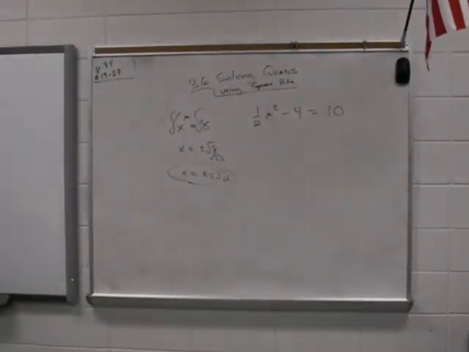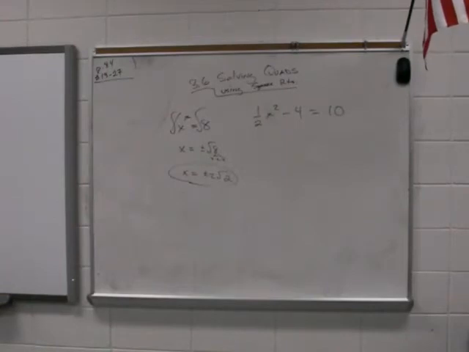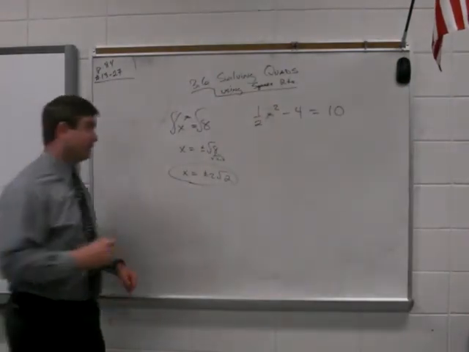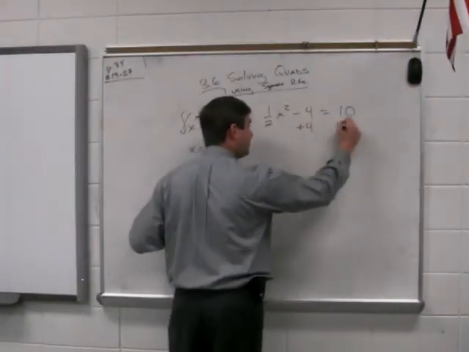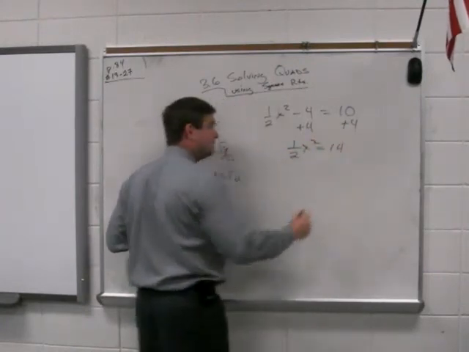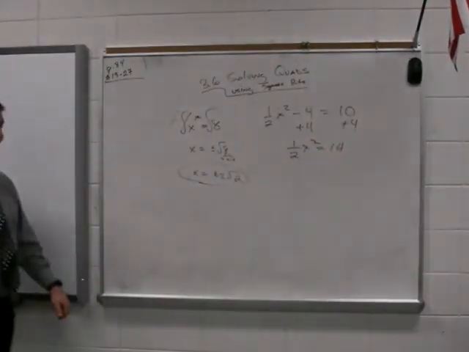Say now I've tacked on some more stuff to the x squared. Some more stuff you have to do prior to taking the square root. Amber, what do you think I'm going to do first? Add what? Add 4. Exactly right. Good job. Add 4 here. Add 4 here. 1/2 x squared is equal to 14.